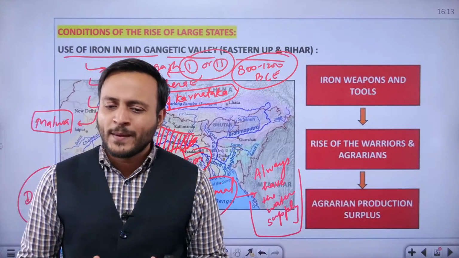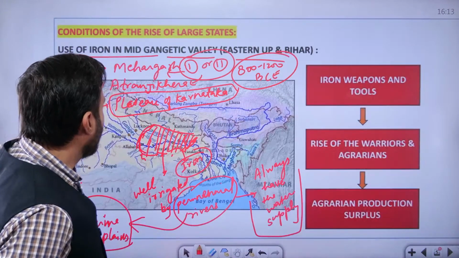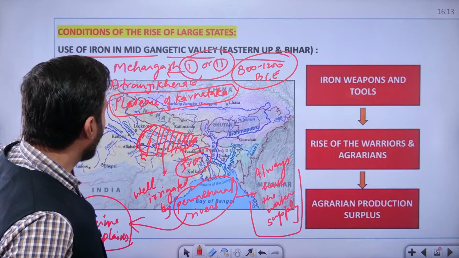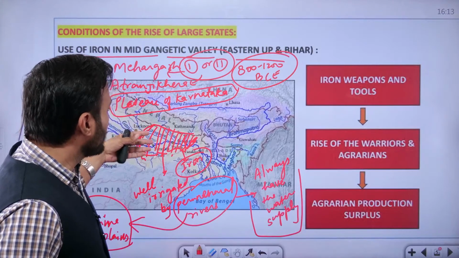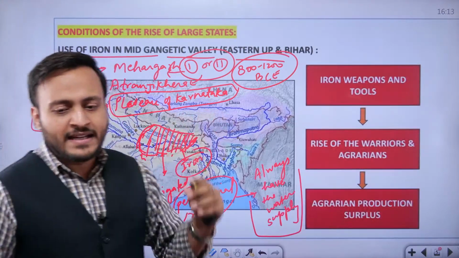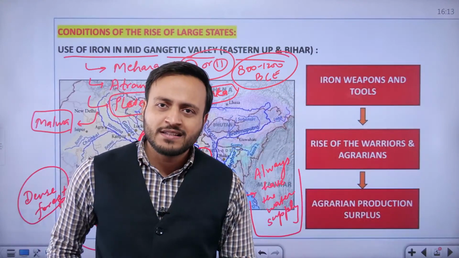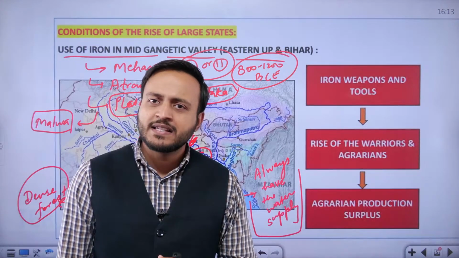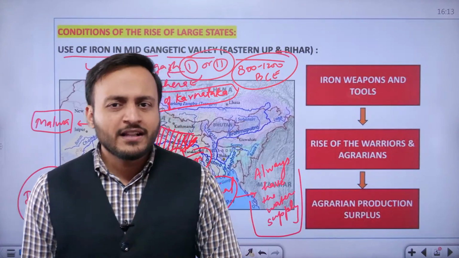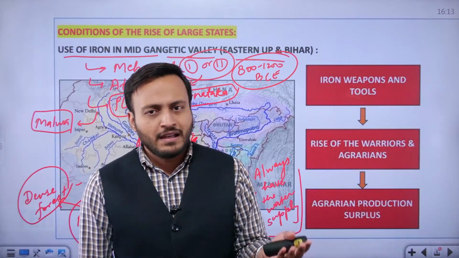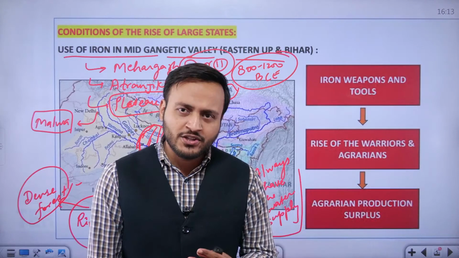So what is the entire sequence? The sequence is that first of all, the people in the Vedic culture, they came, settled in the northwest, then they started to move towards the mid Gangetic valley because of the invention of iron. And once the iron tools were invented, what happened? The iron tools led to the emergence of the warrior classes as well as the emergence of the agrarian classes. Agriculture became their primary occupation, and when the agriculture became the primary occupation, naturally the land or the territories became very, very important for the need of cultivation.